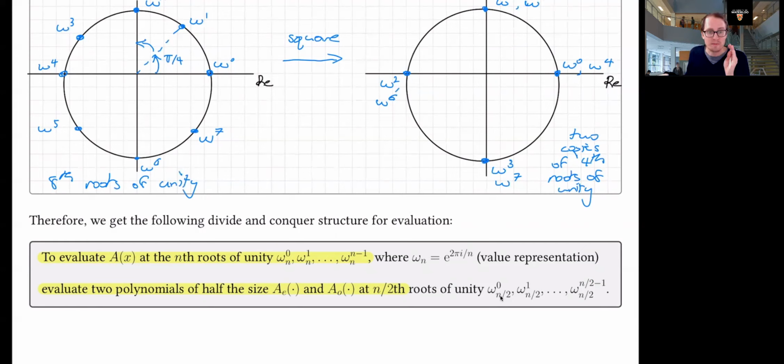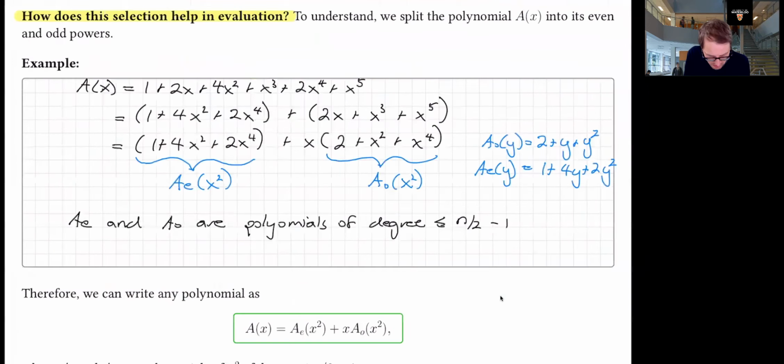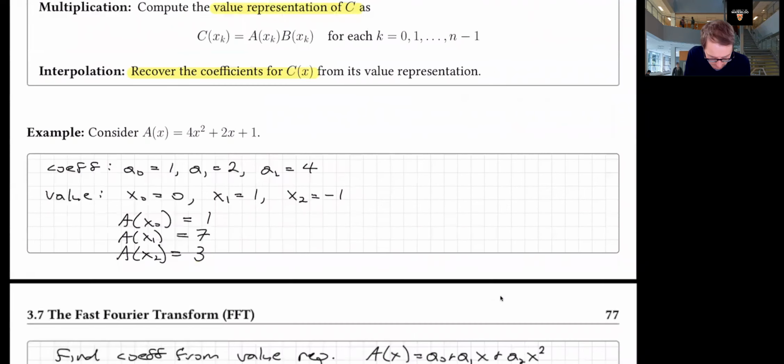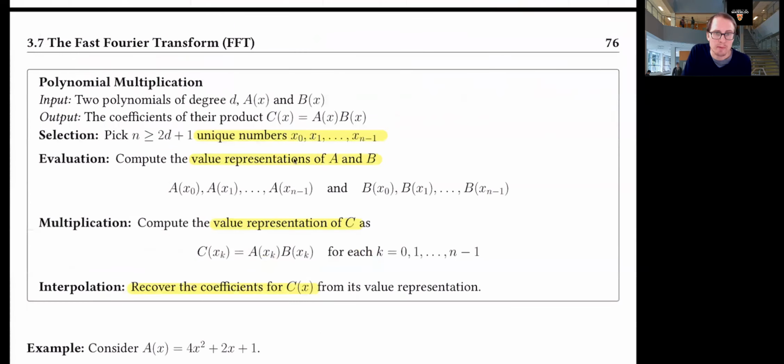And so this is only to compute the value representation of A of x. So right now we're still just talking about this step right here. Rather than computing all of these points, I'm going to do this clever thing where instead of evaluating this at n minus 1 points, I'm going to find A even, find A odd, and evaluate each of those at n over 2 points. And then it's going to be recursive, right? Instead of evaluating A even and A odd at n over 2 points, I will divide those into 2 pieces and evaluate them at the n over 4th roots of unity. That's going to get me the value representation.